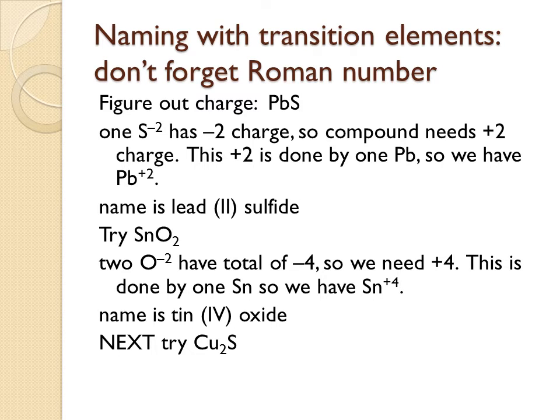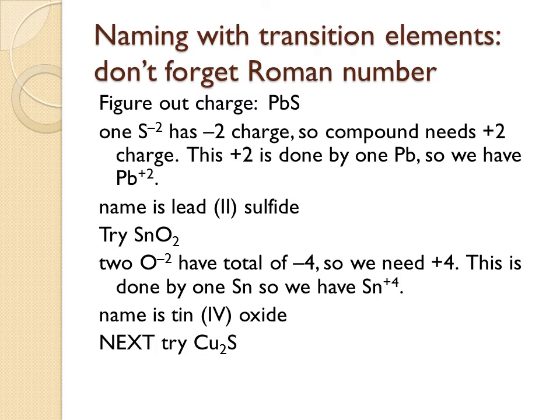All right, so when we name with the transition elements, we do have to put the Roman number and tell which of the ions we're talking about. We also have to figure out which of the ions we're talking about. That's why the table is set up like it looks on page 4 of your lab. We have to figure out from the anion what the cation charge is.